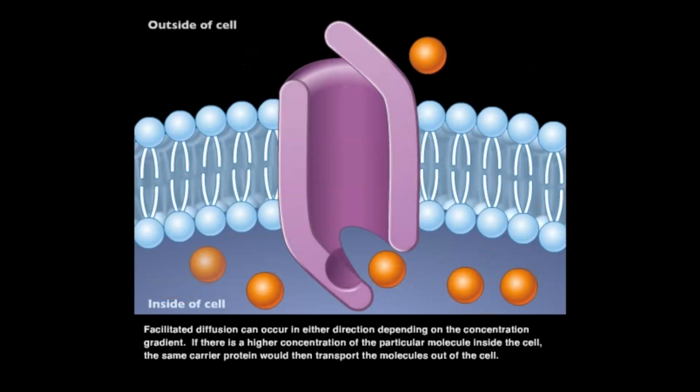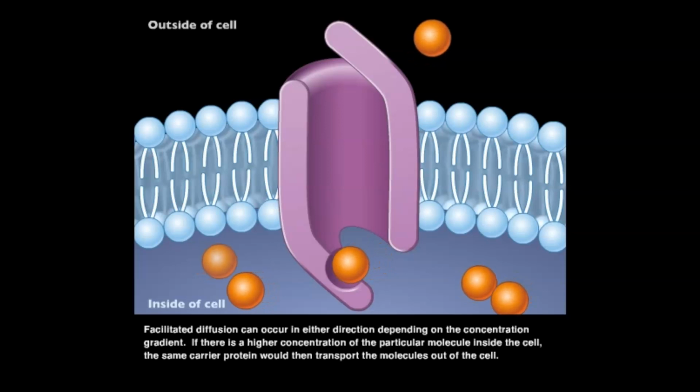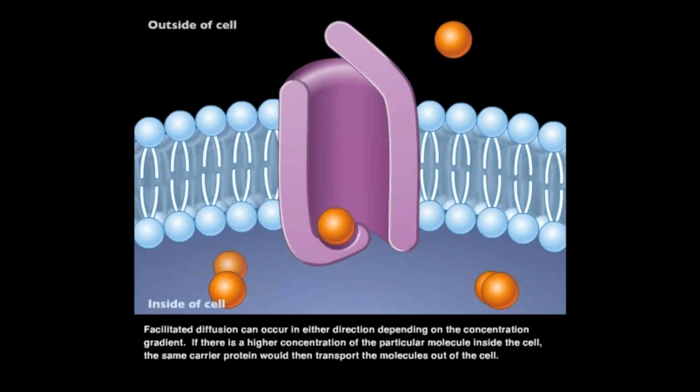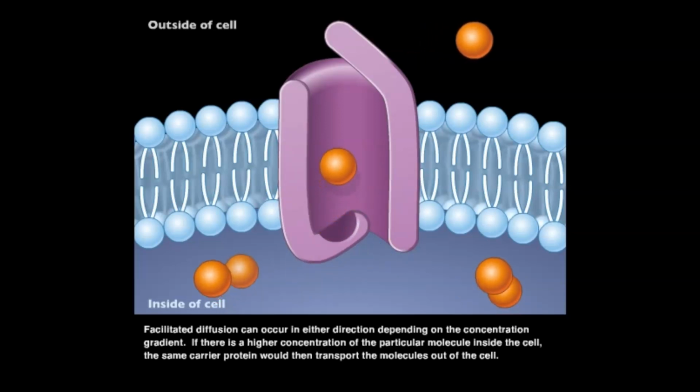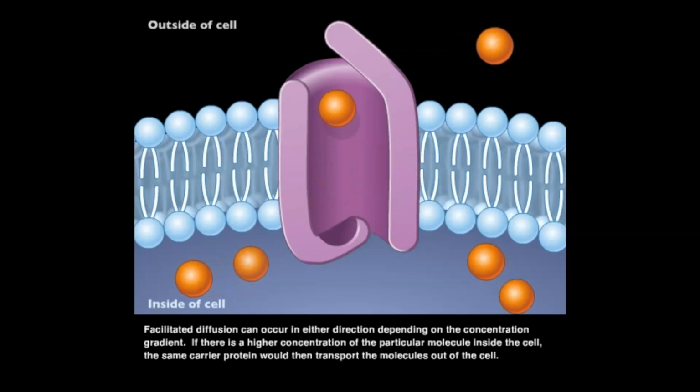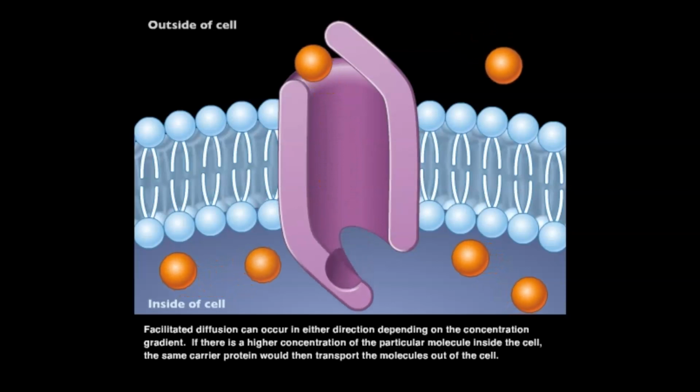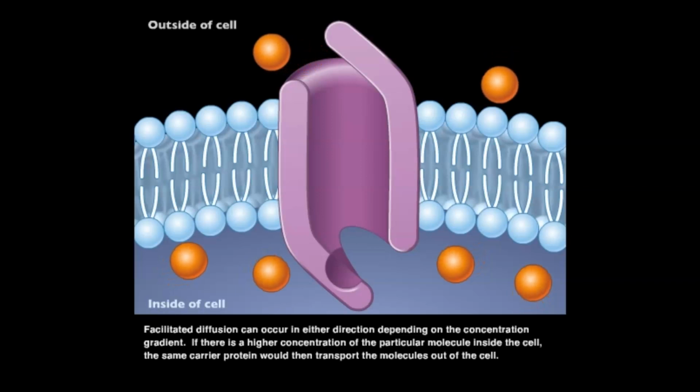Facilitated diffusion can occur in either direction depending on the concentration gradient. If there is a higher concentration of the particular molecule inside the cell, the same carrier protein would then transport the molecules out of the cell.